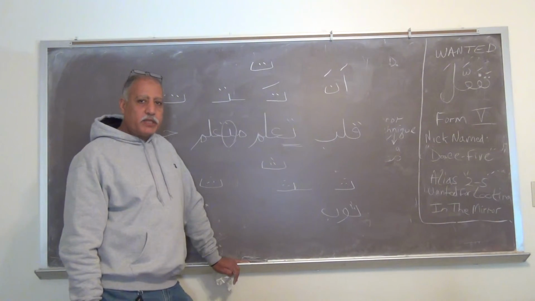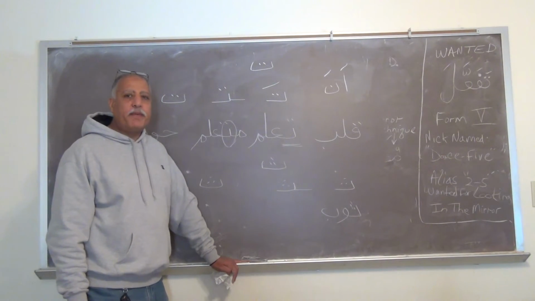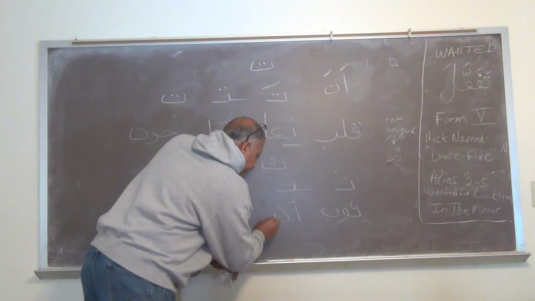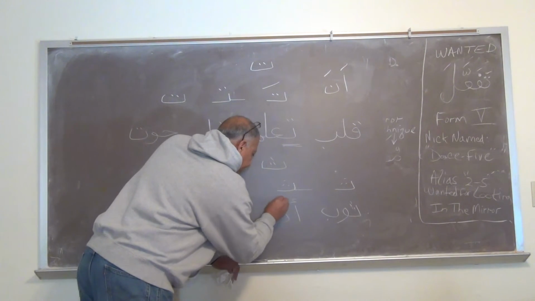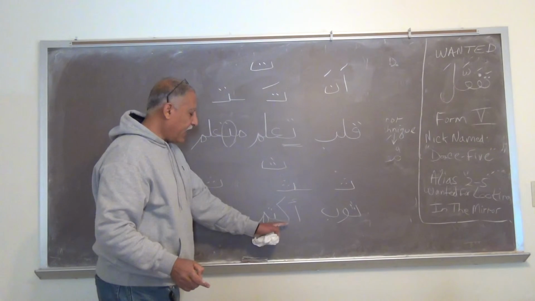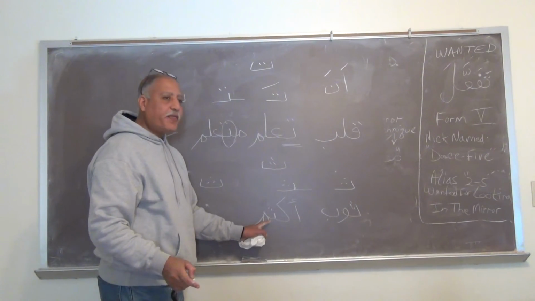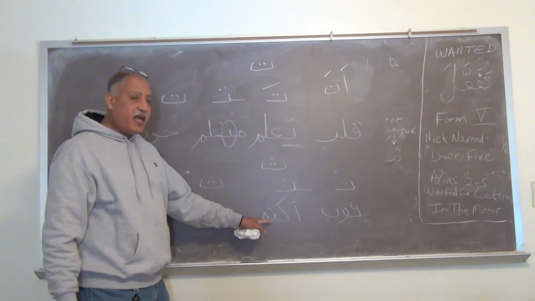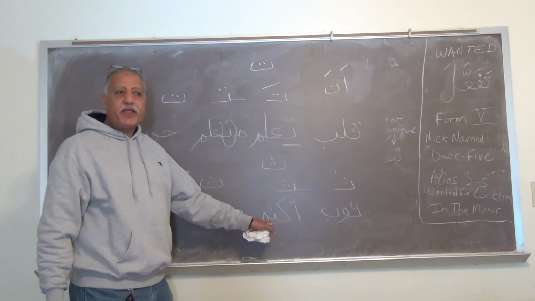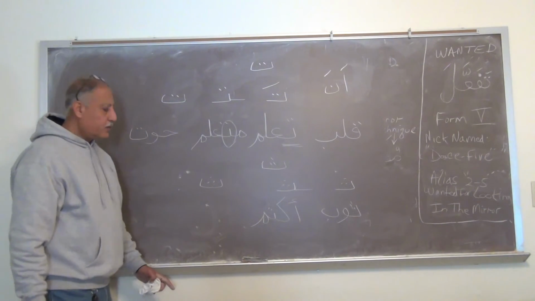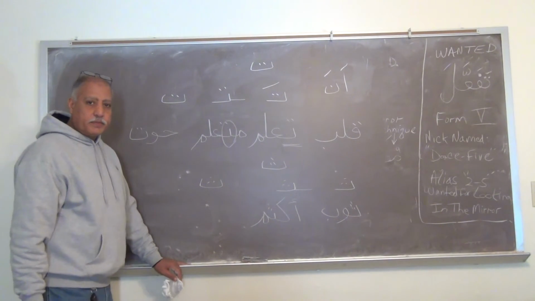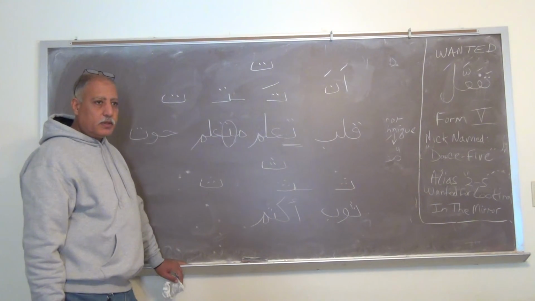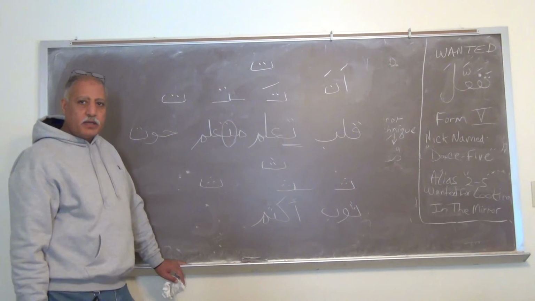حرف الثاء when it comes in the middle of the word is like كلمة أكثم. This is the name of a boy, أكثم. It's ألف كاف ثاء ميم. And this is how the حرف الثاء comes in the middle of the word. So أكثم is just the name of somebody.